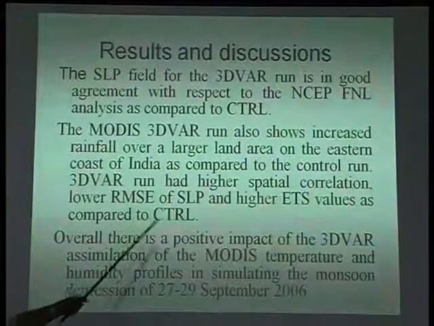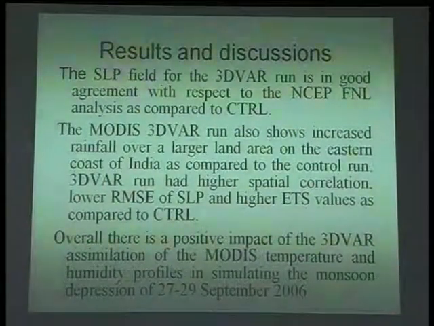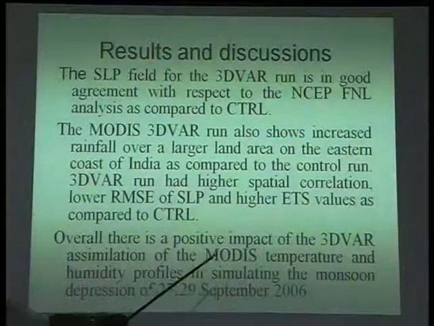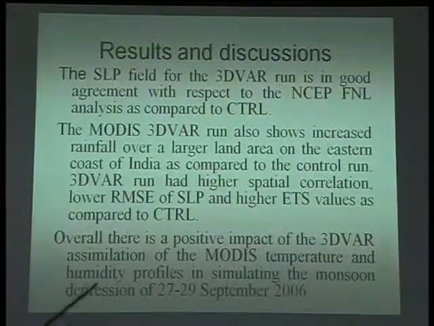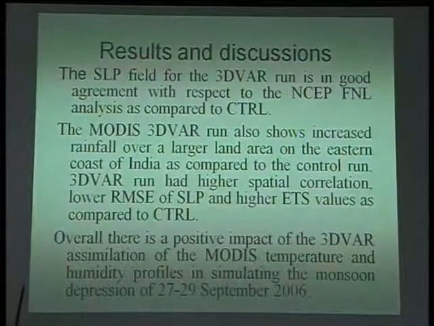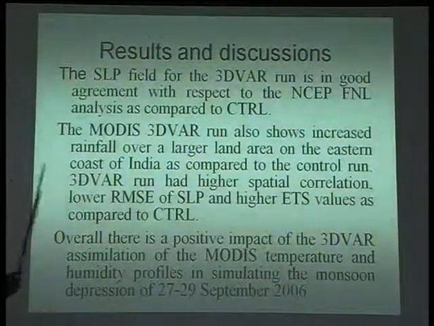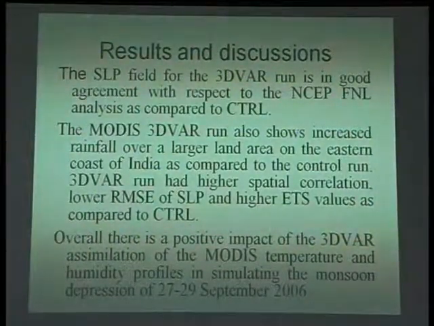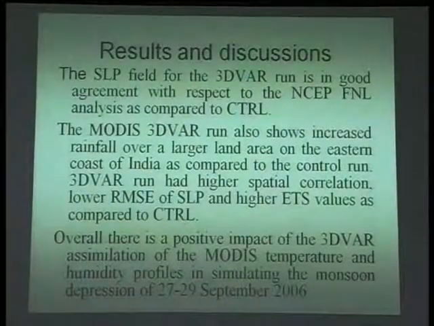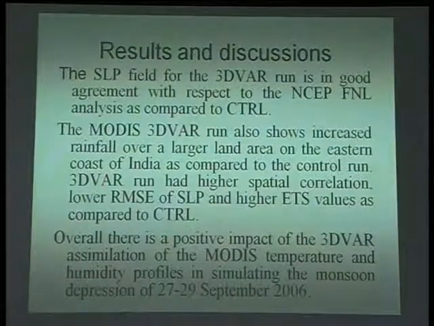So the results of the simulation indicate that we have a much larger rainfall area, and this coincides with the TRMM results in that the system has crossed land, and that's very much manifested in the 3D-VAR results. We also have a situation where the sea level pressure field has a higher spatial correlation and a lower RMS error compared to the control, vis-a-vis the analysis. So overall, there's a positive impact of 3D-VAR assimilation of MODIS temperature and humidity.